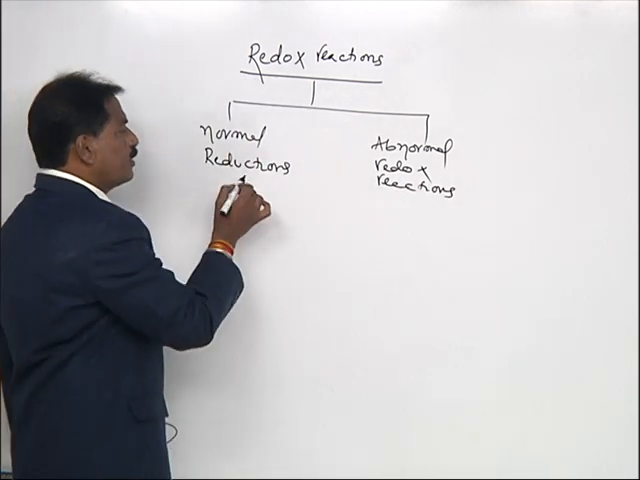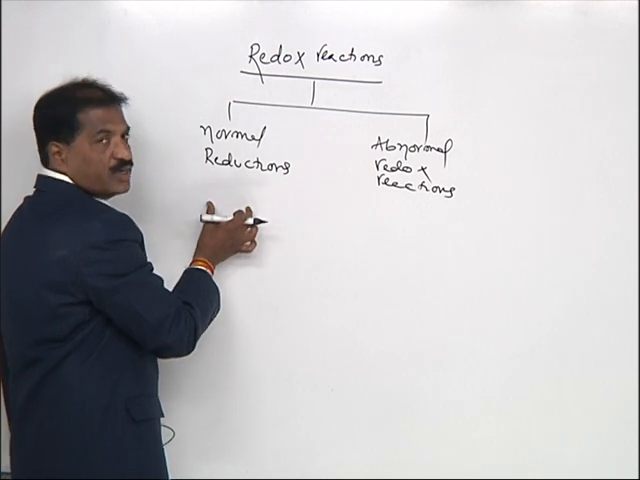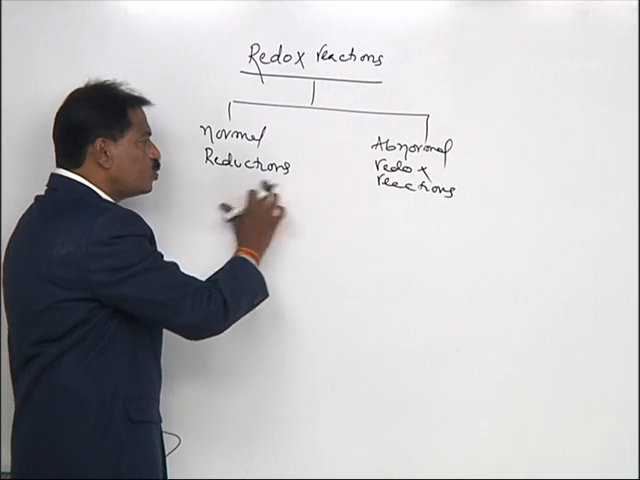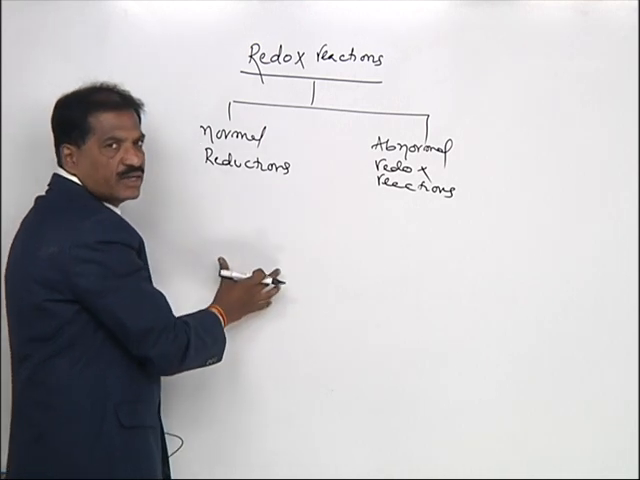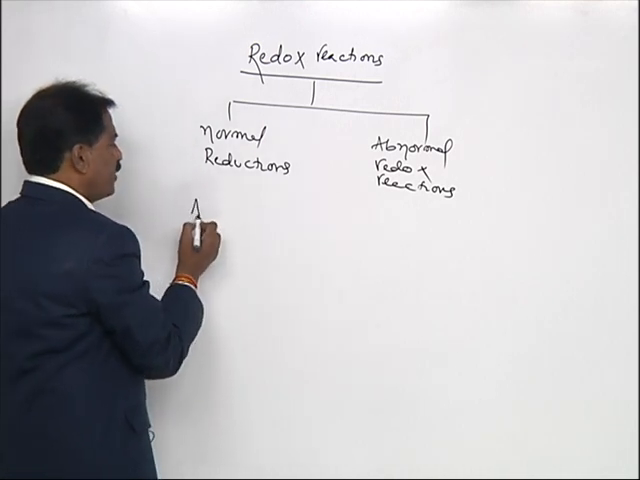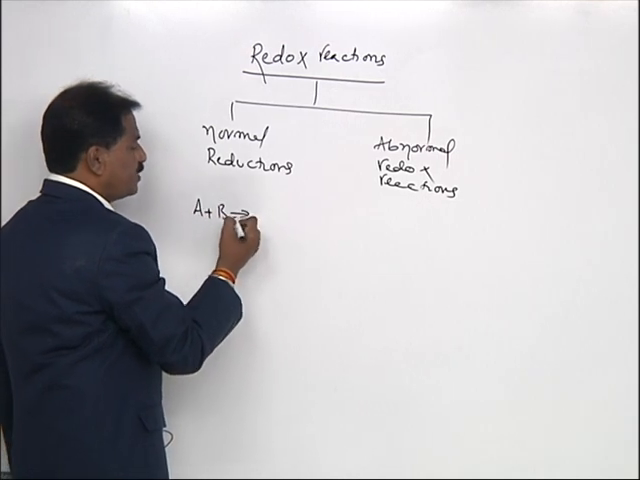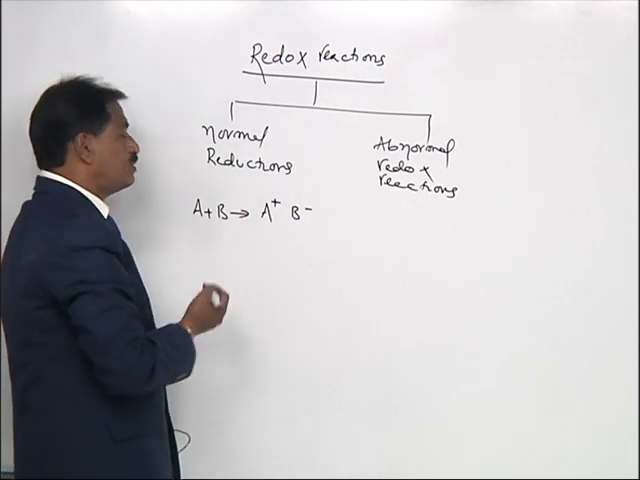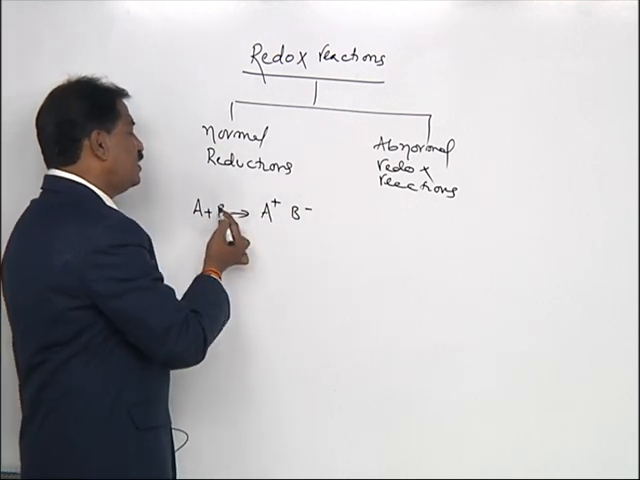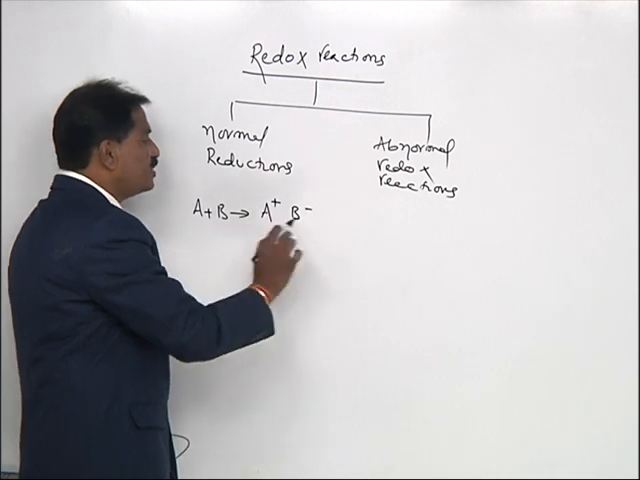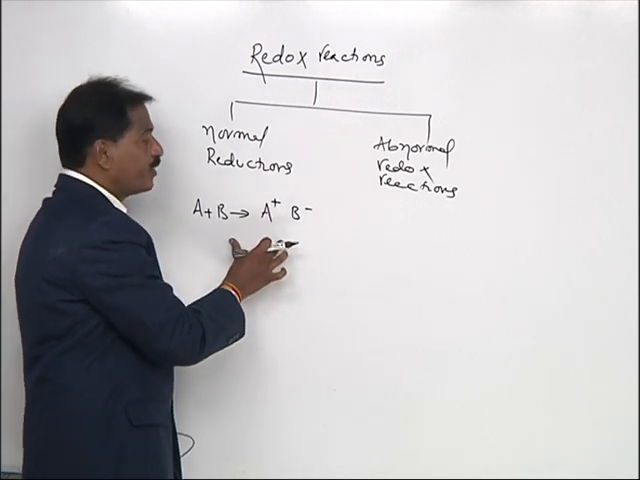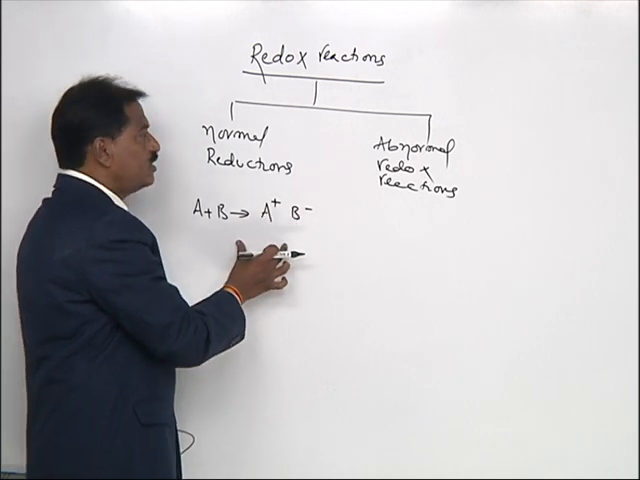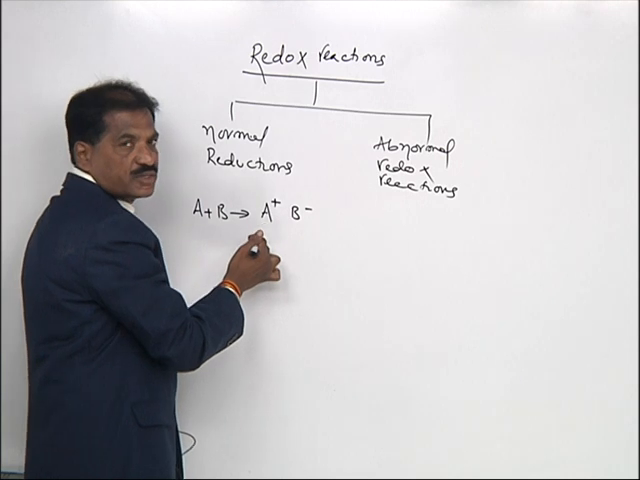Next, in the normal redox reactions, if one species undergoes oxidation, the other species will undergo reduction. That means two different species are exchanging the electrons. For example, if A and B react with each other, A will convert into A plus and B will convert into B minus. Here A is losing the electrons, B is gaining the electrons. Hence, it is a redox reaction. But since different species are exchanging, it is called normal redox reaction.